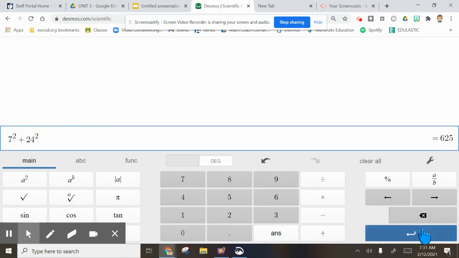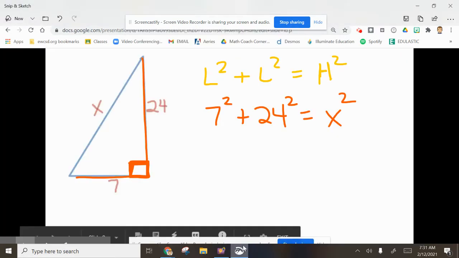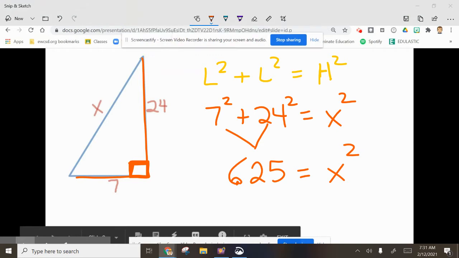And I get 625. Okay, that's good. We're halfway there. We're almost done. So now I got 625, so let's go and put that there. 625 equals x squared. Okay, now we're almost there.